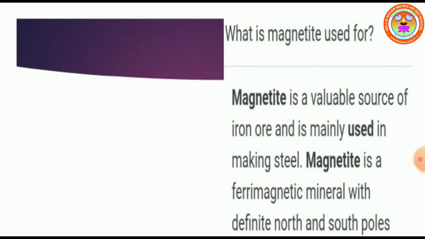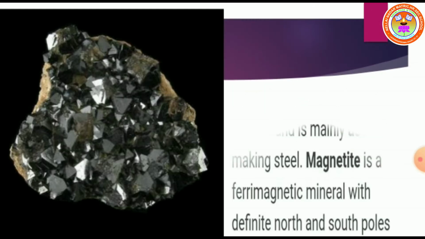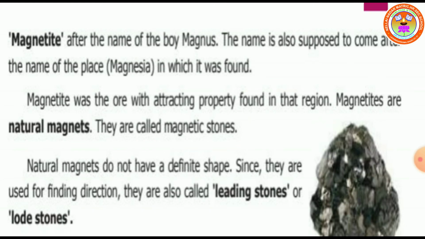What is magnetite used for? Magnetite is a valuable source of iron ore and is mainly used in making steel. Magnetite is a ferrimagnetic mineral with definite north and south poles. Magnetite is named after the boy Magnus. The name is also supposed to come from the place Magnesia, in which it was found.